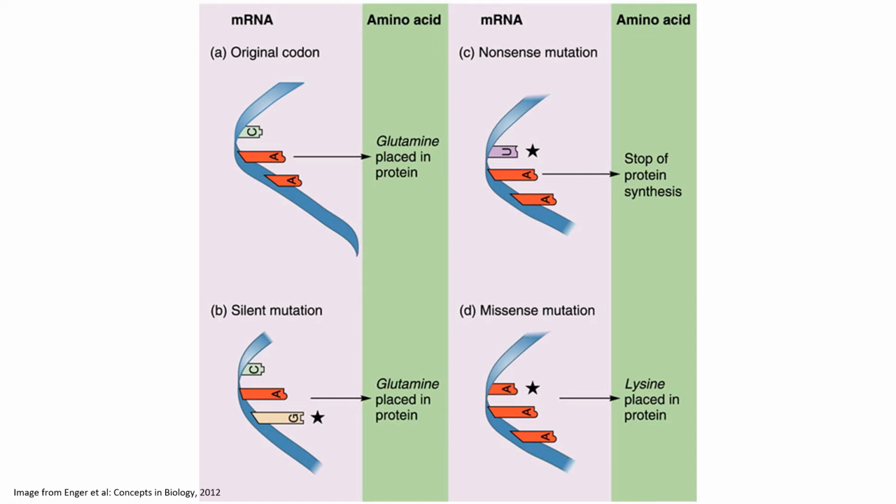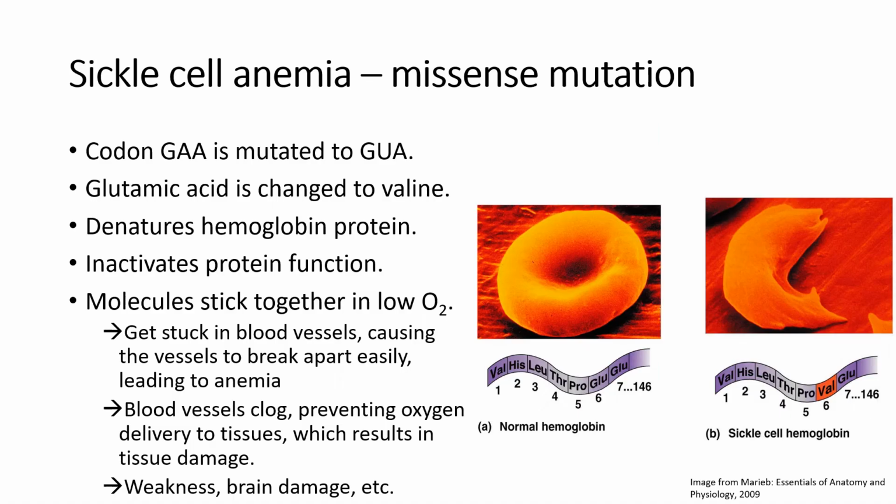If CAA is changed to UAA in the mRNA, then that codes for the stop codon. This is a nonsense mutation. Meanwhile, if CAA is changed to AAA, we have a missense mutation because what should have coded for glutamine now codes for lysine. And the consequences for these mutations can be quite catastrophic.